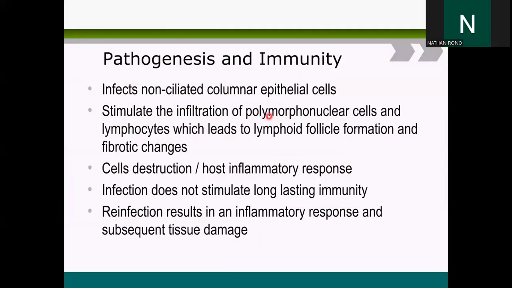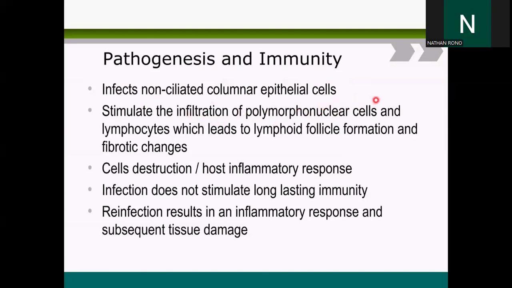Okay. Before I mention the serotypes, here's the pathogenesis and the immunity. It usually infects non-ciliated columnar cells. So first of all, you have to know, before you describe the pathogenesis, where is it going to infect? There are different Chlamydia trachomatis serotypes. Some will go to the eyes, some will go to the reproductive system, some go to the lymph nodes, okay? But the pathogenesis is the same. It infects non-ciliated columnar epithelial cells, stimulates the infiltration of polymorphonuclear cells and lymphocytes.